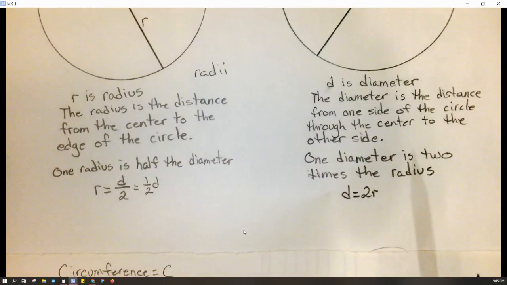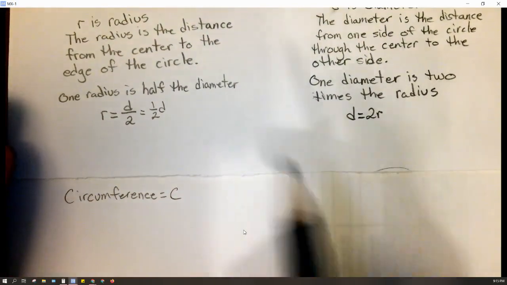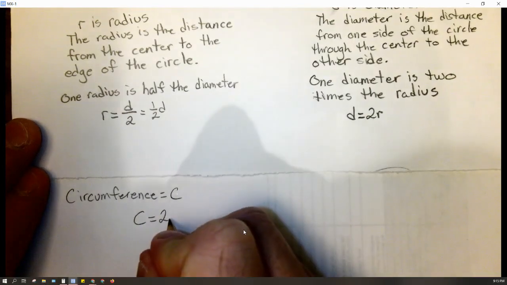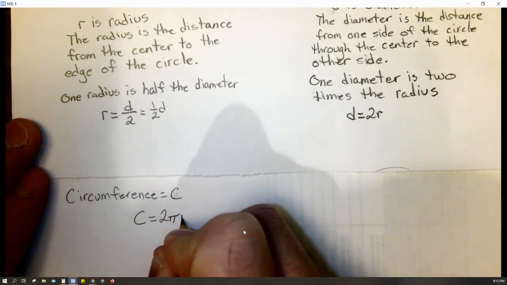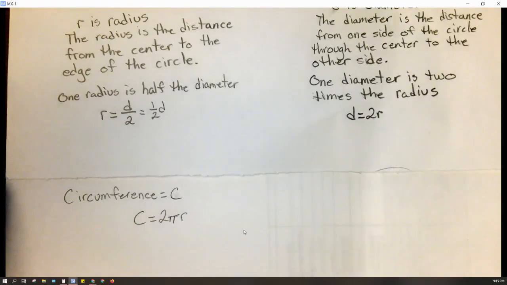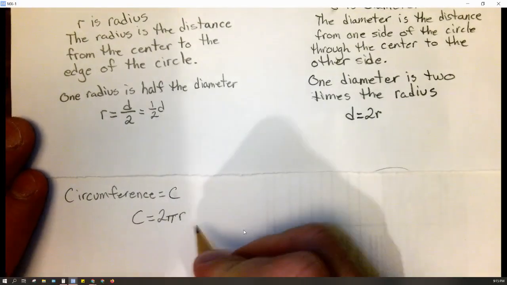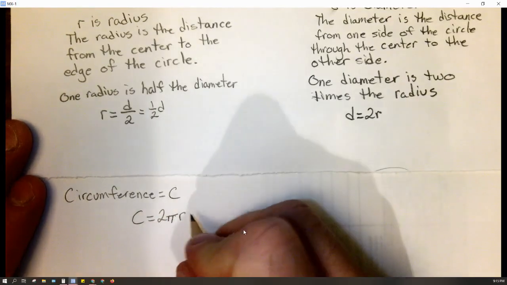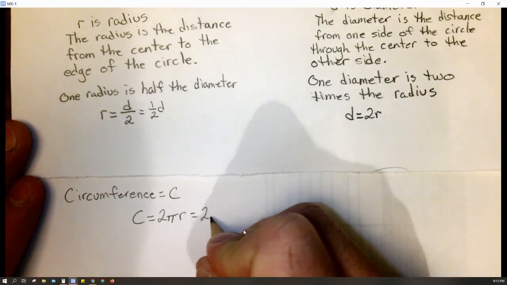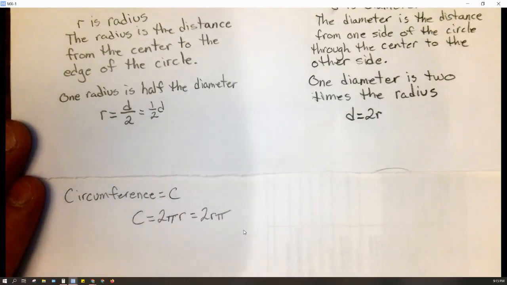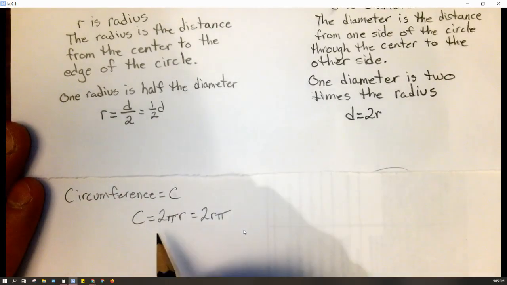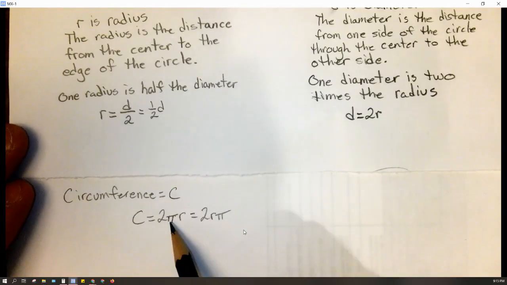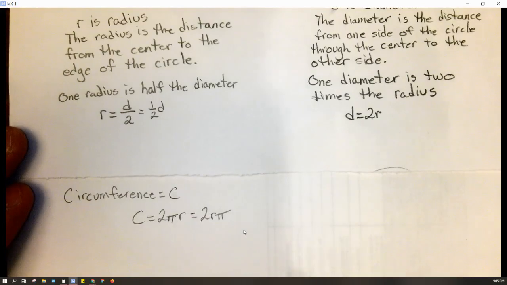And the formula for the circumference is this. The circumference equals 2 times pi times the radius. So 2 pi r, 2 times pi times the radius. The order of the letters doesn't matter. This is the way we write it because of math grammar. But if you wrote 2 times r times pi, that's the same thing. When you multiply things, the order doesn't matter. So 2 times pi times r, 2 times r times pi, it's the same thing.